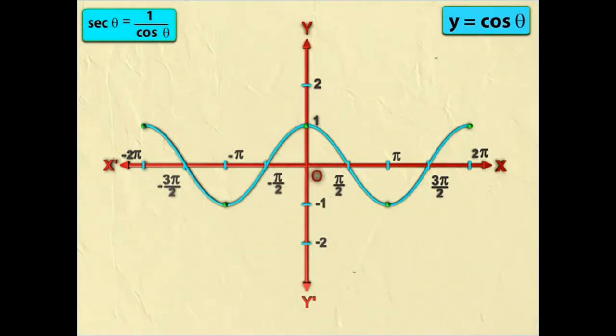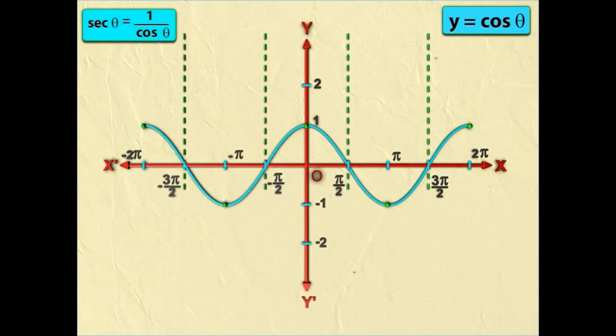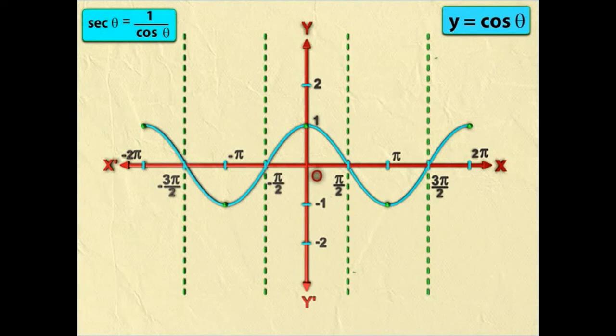You can see that for every odd integral multiple of pi by 2, cosine theta is equal to 0. Thus, the graph of the reciprocal function secant theta is a vertical line called the asymptote for any odd integral multiple of pi by 2. This implies that the reciprocal function secant theta assumes arbitrarily large positive or large negative values for odd integral multiples of pi by 2.